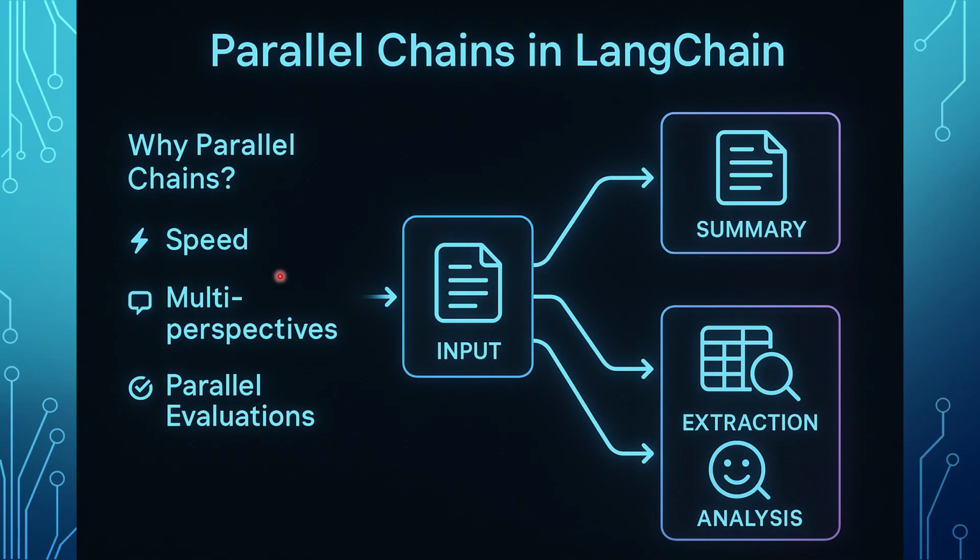And why do we need parallel chains? Mainly for speed. Instead of three LLM calls one after another, run them together, which basically saves a lot of time. Then we have multiple perspectives. Different prompts give different insights in one go, right? And parallel evaluations, like fact check, summarize, or sentiment analysis at once, right? That is why parallel execution is very useful.